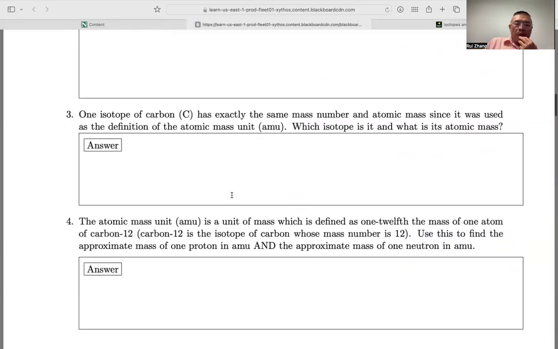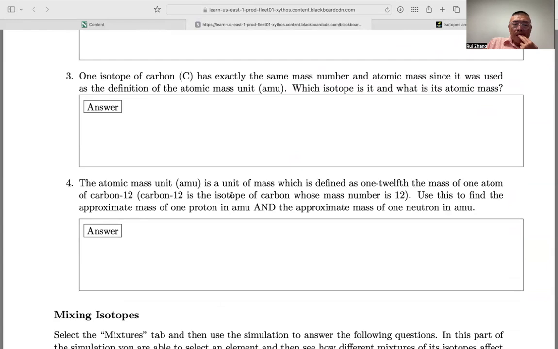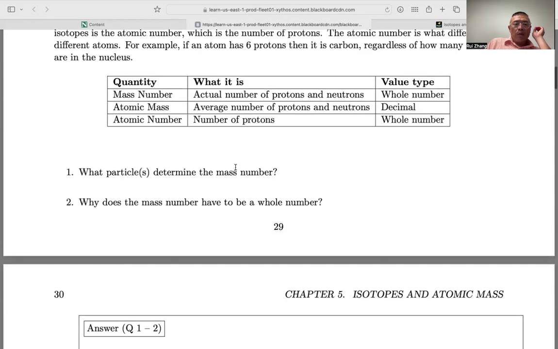The same thing you can talk about here. This question asks you the definition of atomic mass unit, called AMU. That's the unit used to measure, essentially, this number here.